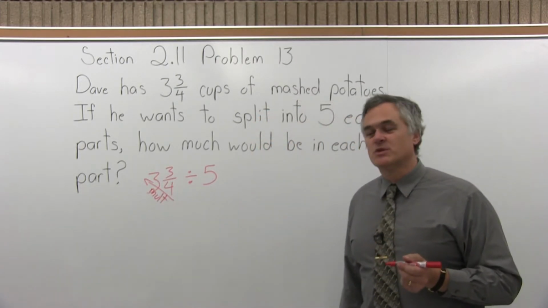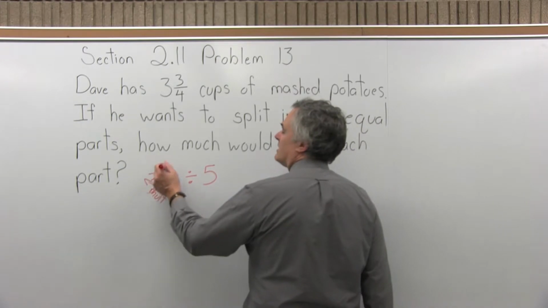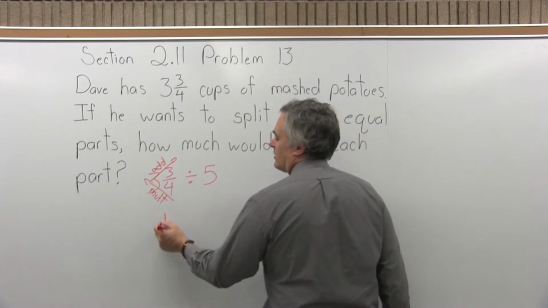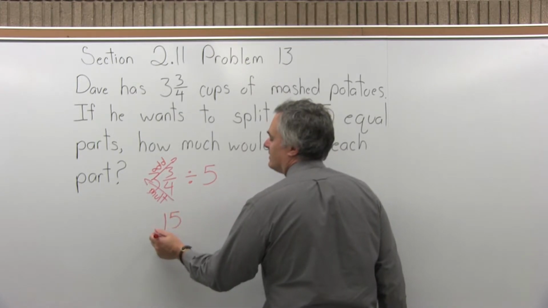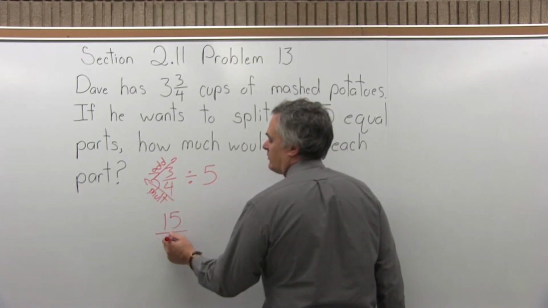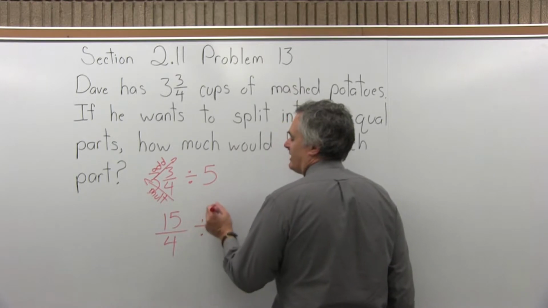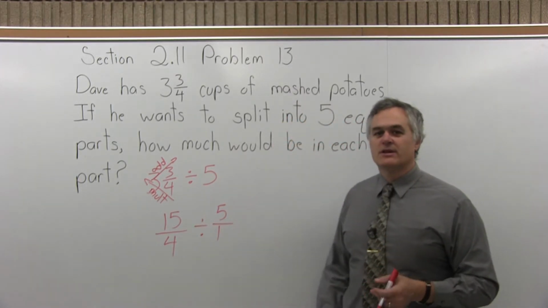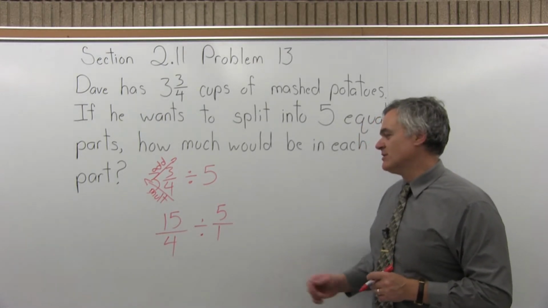4 times 3 gives me a result of 12. I'll take that result of 12 and add it to the numerator, 12 plus 3. 12 plus 3 will make a 15. The denominator stays the same. It was 4. It's divided by, the 5 is going to have to be written as 5 over 1 to continue with the process of the division.